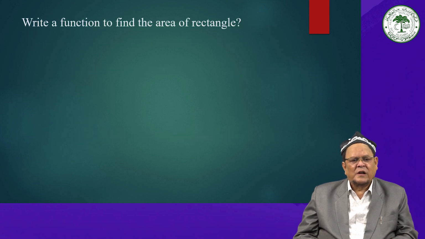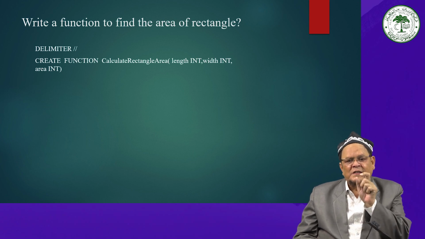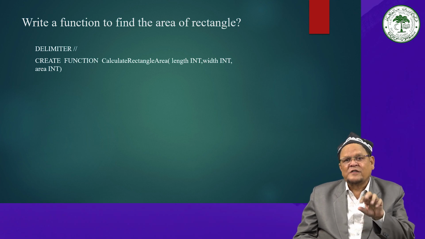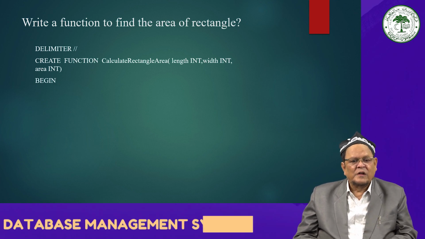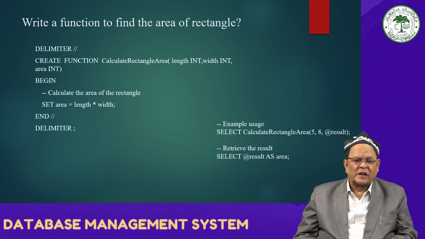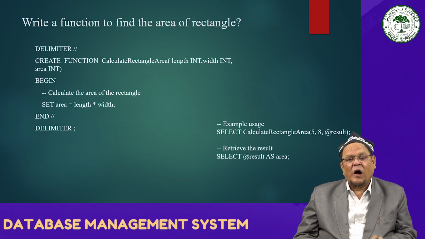The third question was the function to find the area of a triangle. The formula, everyone knows, is area equals length and breadth. So you have to create a function, calculate_rectangle_area. You have to define the two variables, length integer and width integer. The result is also integer. Then BEGIN, calculate the area: SET area equal to length into breadth. Then END, then DELIMITER.